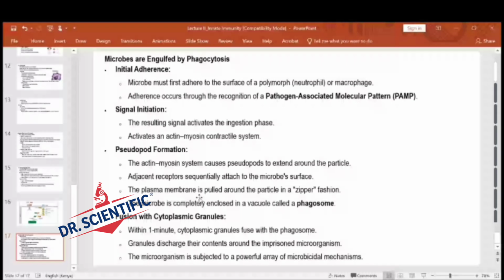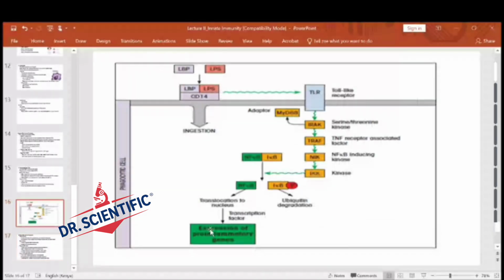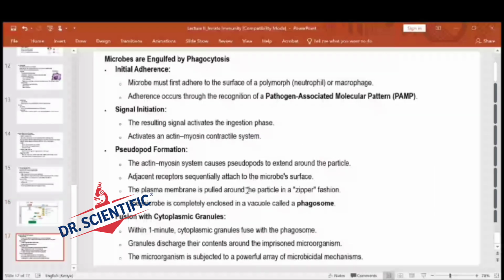Once that happens, of course the phagocytosis occurs. Remember here, there is expression of pro-inflammatory genes, so that inflammation can occur. We know what inflammation is. Remember the three mechanisms we talked about in terms of innate immunity; inflammation is one of them. So pro-inflammatory genes are triggered to initiate inflammation. But in addition, there is phagocytosis that is occurring.